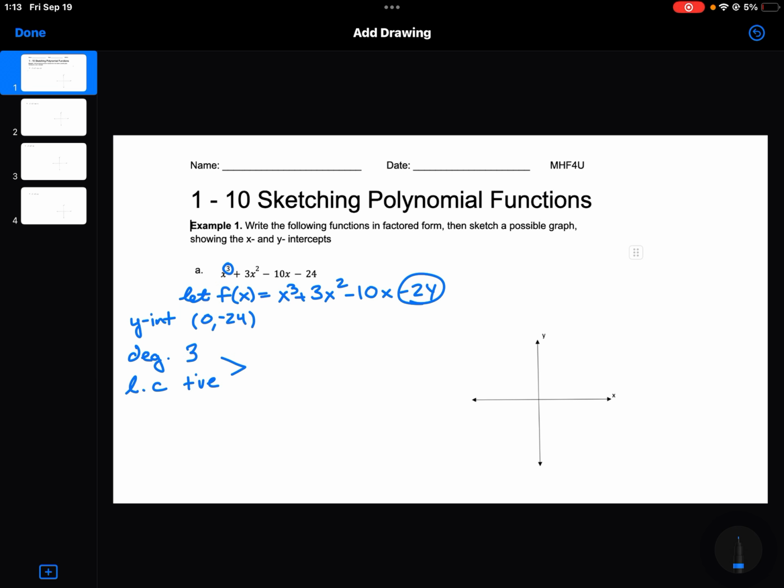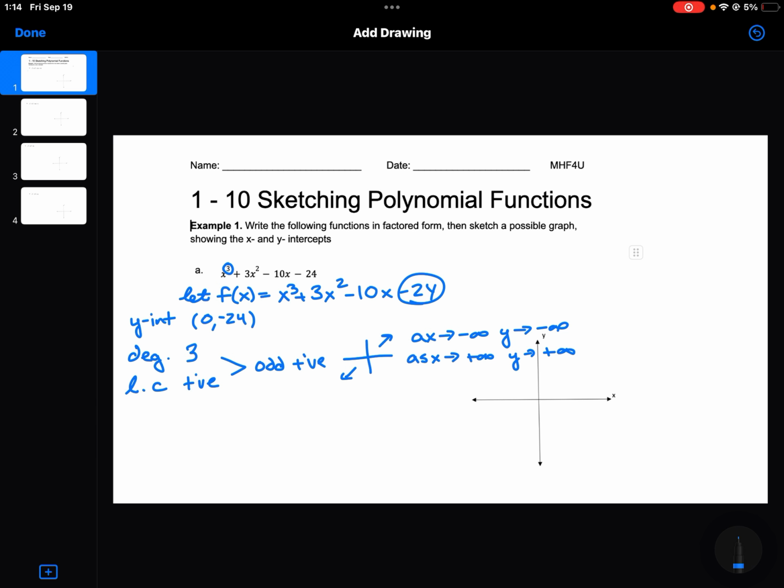Together, these tell me that I have an odd positive function, which means that my end behaviors look like this. Or I can say as x goes to negative infinity, y goes to negative infinity, and as x goes to positive infinity, y also goes to positive infinity. Once I've determined the end behaviors and the y-intercept, now I'm going to do some more work factoring so that I can figure out my x-intercepts.